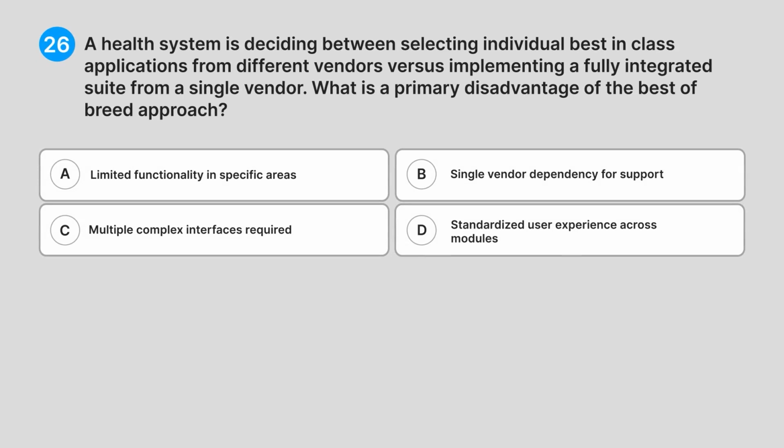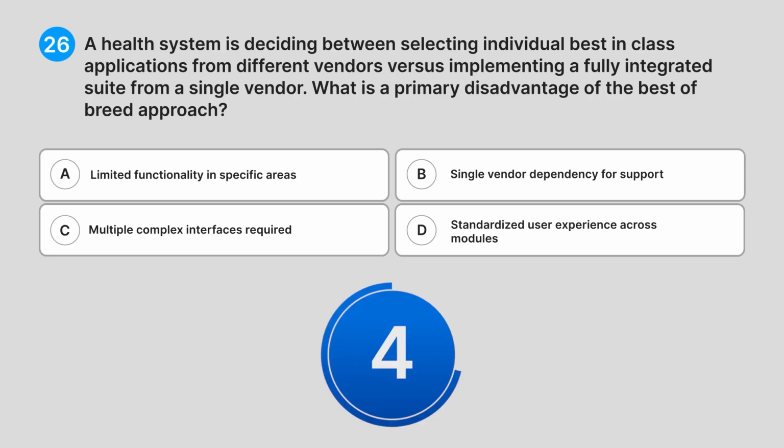26. A health system is deciding between selecting individual best-in-class applications from different vendors versus implementing a fully integrated suite from a single vendor. What is a primary disadvantage of the best-of-breed approach? A. Limited functionality in specific areas. B. Single vendor dependency for support. C. Multiple complex interfaces required. D. Standardized user experience across modules. Do you know the answer?